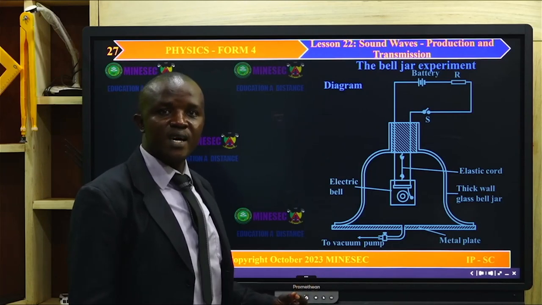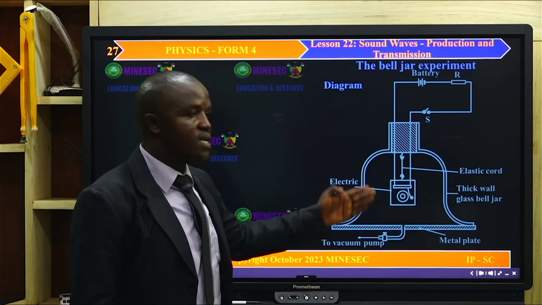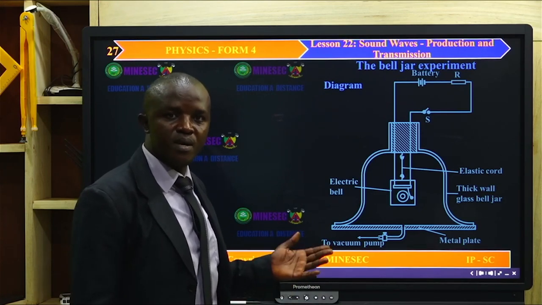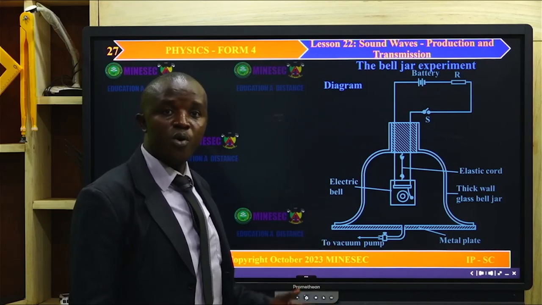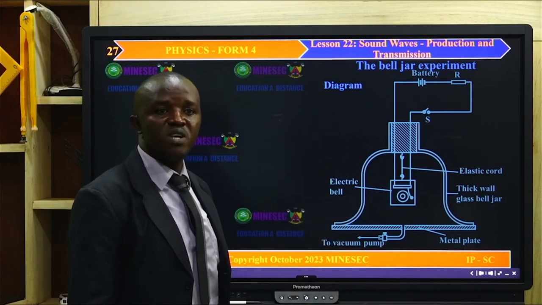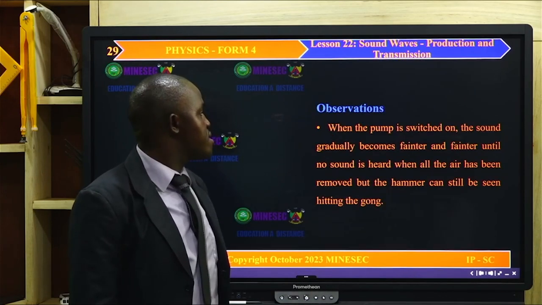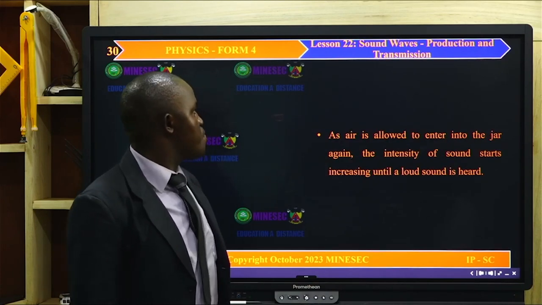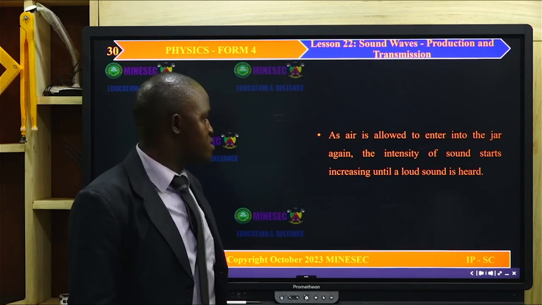But the instant that the vacuum pump is activated, air starts being pumped out of this bell jar, and the intensity of the sound that we hear from the hammer striking the bell starts dying down, until at one point there is no sound. This is when inside the bell jar becomes a complete vacuum, that is, the vacuum pump sucks out all the air and there's no longer any air inside. That is what the observation is telling us. Now, as air is allowed to enter the jar again, the intensity of the sound starts increasing until a loud sound is heard.